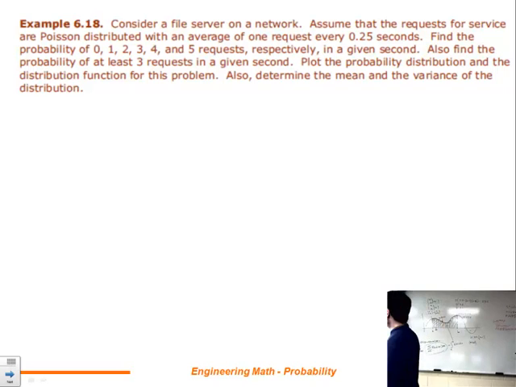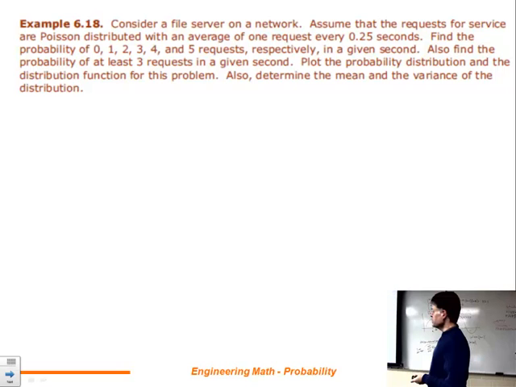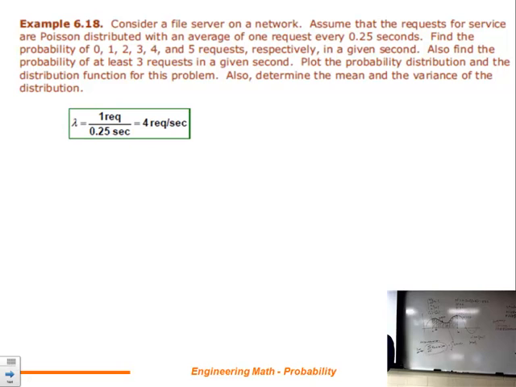The one parameter we need is the average number of successes in the time interval in question, which happens to be 1 second here. So what's lambda? I've already said it. It's 4. So lambda is 4 requests per second. That is our designated time interval. So the answer for lambda is 4, just the bare 4.